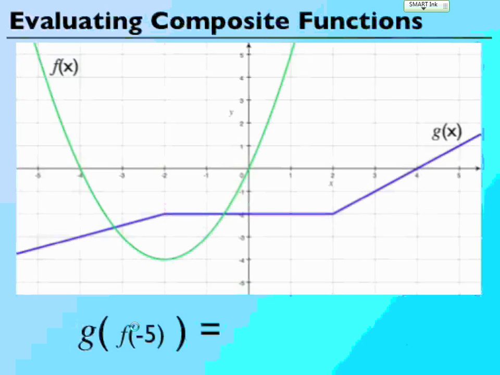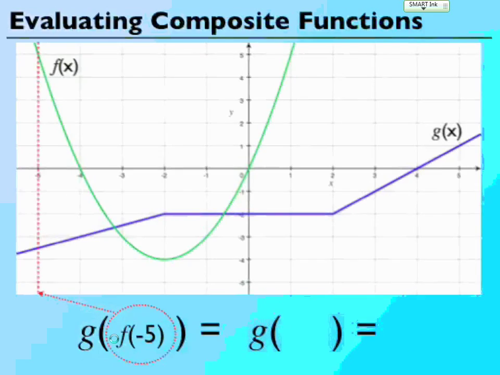Okay, g of f of -5. So evaluate the inside first, f of -5. So we've got to worry about that inside. F of -5, so we go over to where x is -5. We look at where that intersects our f of x function, and that's all the way up at 5. So we get that value, and we substitute that in for f of -5.